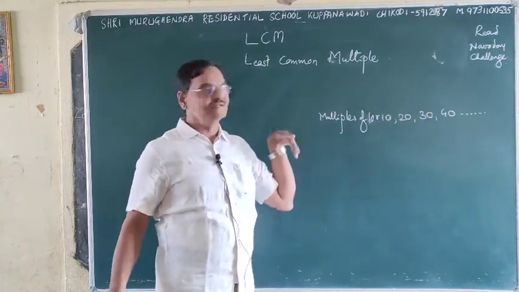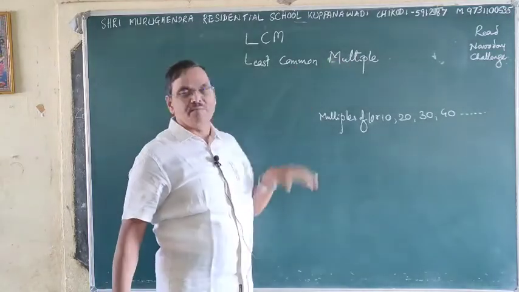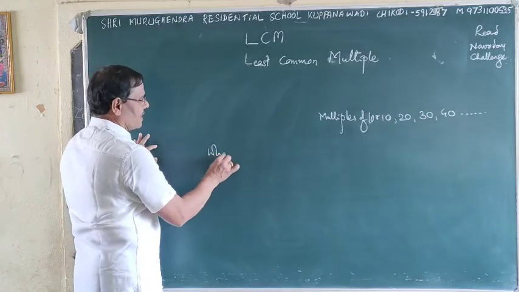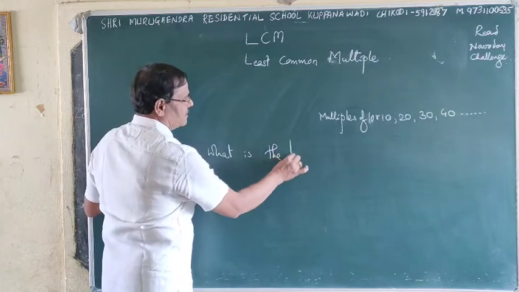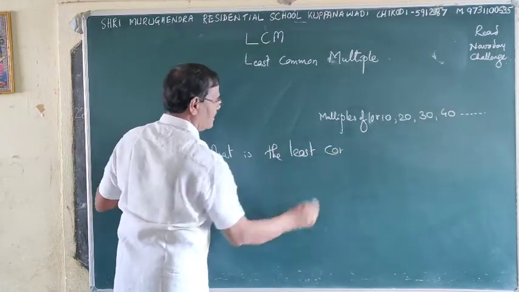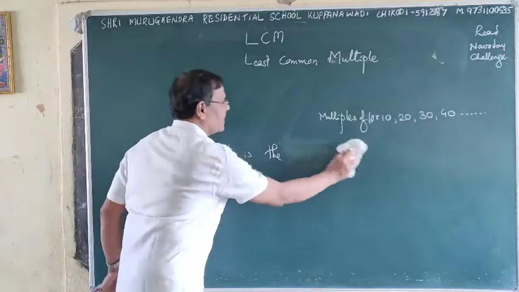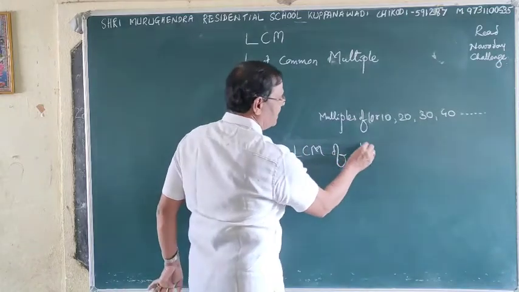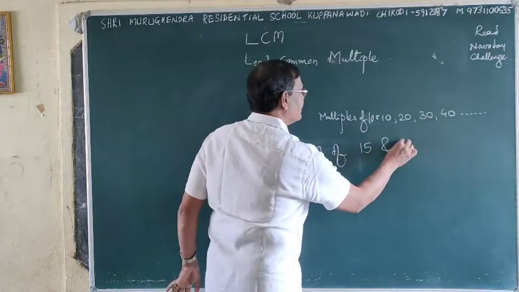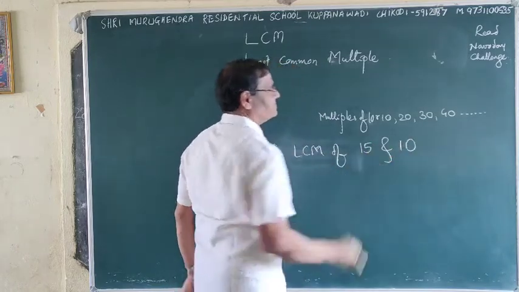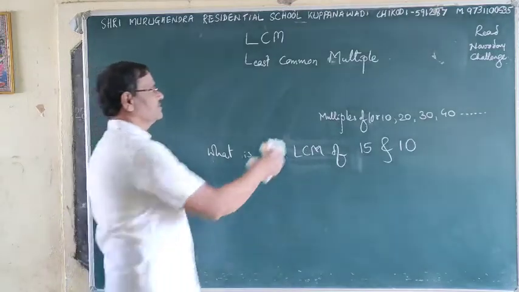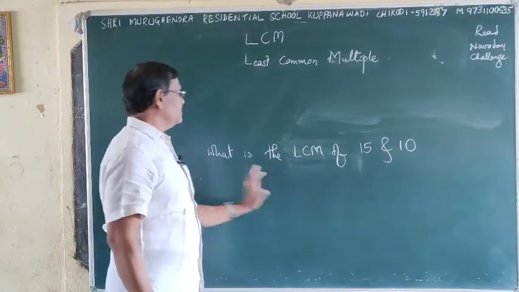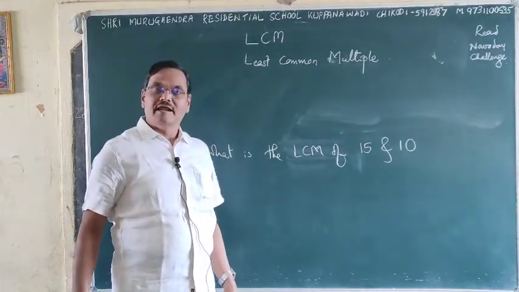These are all multiples. Least common multiple means what? What is the LCM? We can write it as LCM. LCM of 15 and 10, we can go for this. See, what is the meaning of this? What is the LCM of 15 and 10?